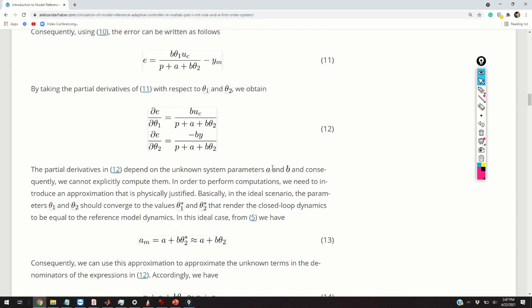Now let us analyze these partial derivatives. Are they computable? Well, they are not. And the problem is that the parameters a and b are unknown, right? We don't know the plant dynamics. So we need to introduce some approximation.